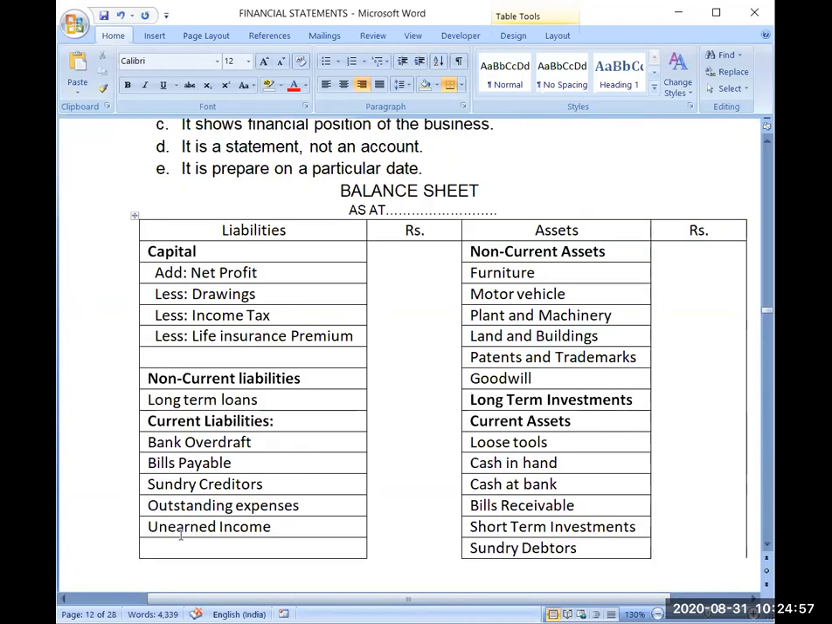And sequence is not compulsory. It is not compulsory that you write bank overdraft first or bills payable; you can interchange their sequence. But try to manage at least that whatever fixed assets are there, first you write them, and afterwards you write current assets. In the same way, first write all the things related to capital, then non-current liabilities, then current liabilities. So try to maintain that as much as you can.